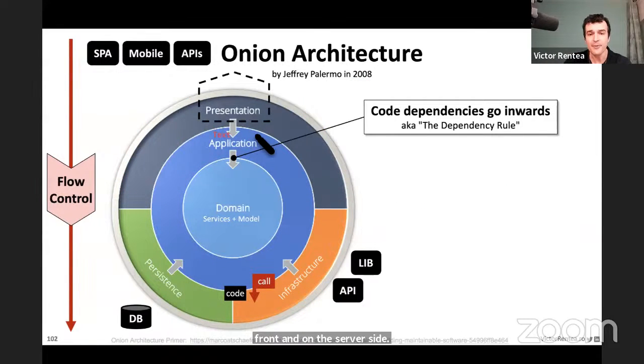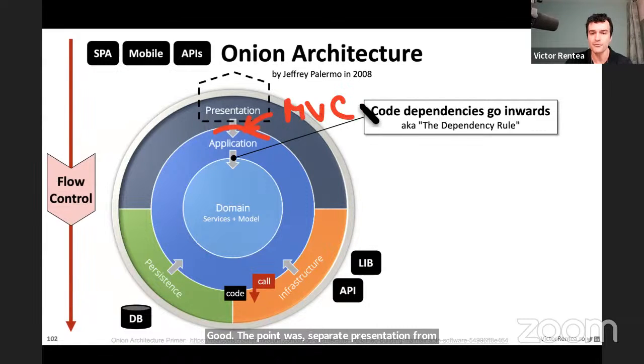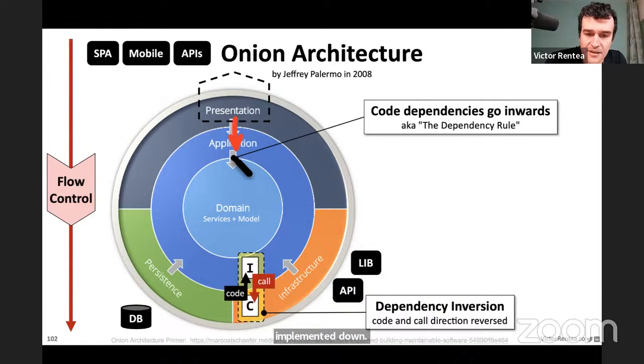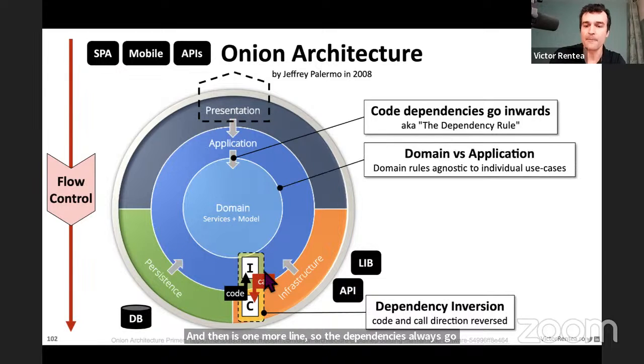Good. The point was to separate presentation from application. Some people would call this model view controller. Separate application from infrastructure. Please welcome again dependency inversion here, interface up, implemented down. And there is one more line. So the dependencies always go inwards in any concentric architecture, right? The code dependencies go this way, right?